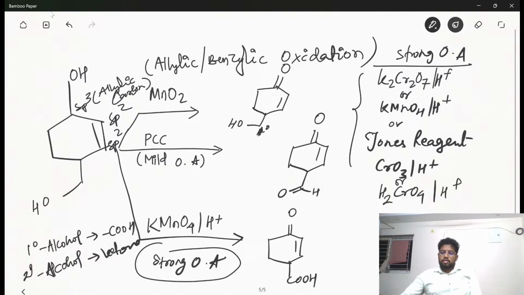So now let's go to the next slide and understand the next reagent. Hopefully you have done the copying and required things. Let's go to the next slide and check the next part of the topic.